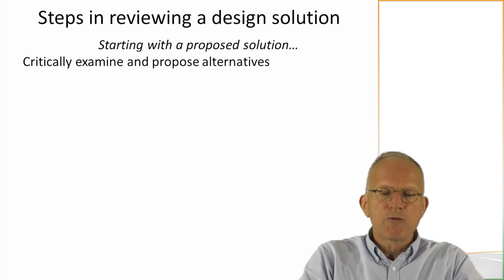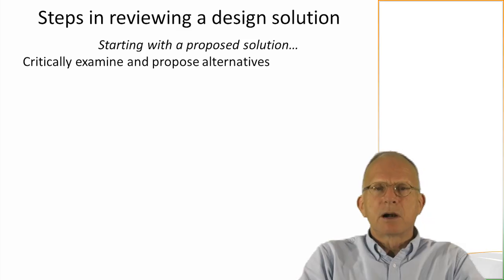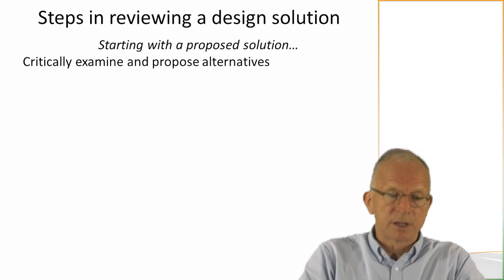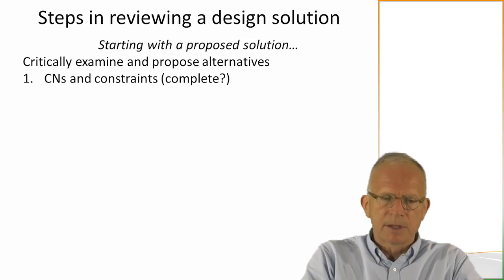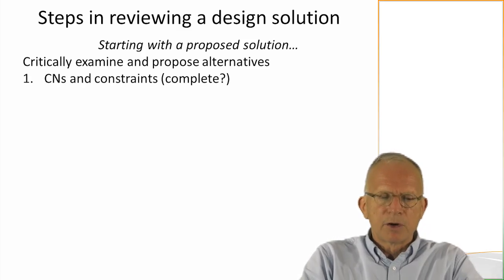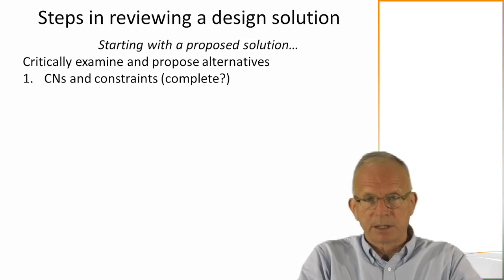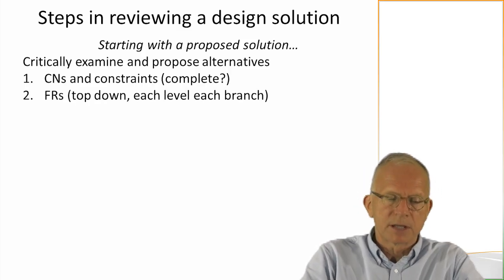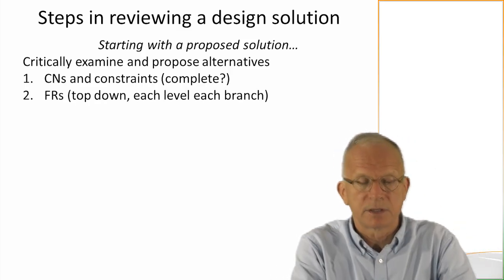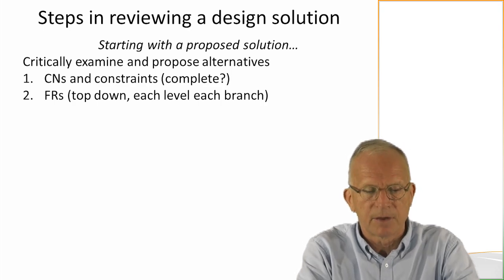All right, so how do we review a design solution with a group? And what are the steps there? Well, we'd like to start with a proposed solution. So often we take a subgroup or an individual and say, can you come up with an initial design for us, and then we'll review it. So we want to critically examine this and propose alternatives. So the first thing is we need to understand what the consumer needs and constraints are. And is this a complete list? And this is something we'll talk more about in the second part of axiomatic design, the intermediate level.